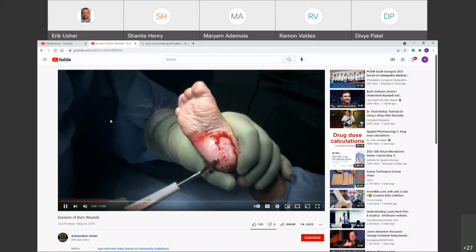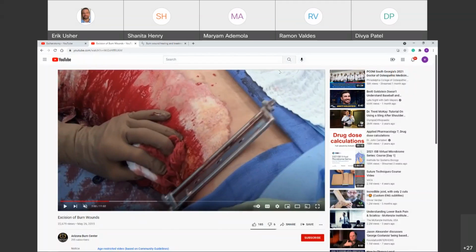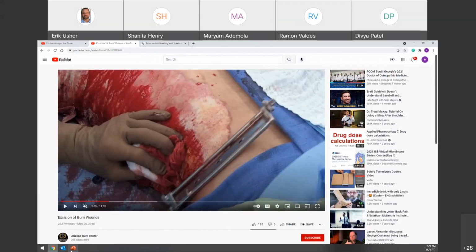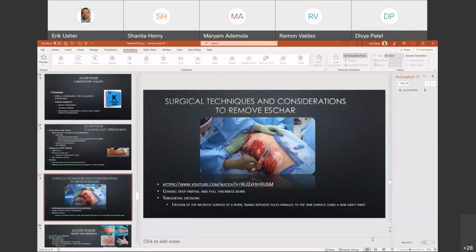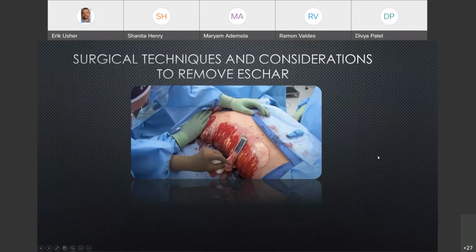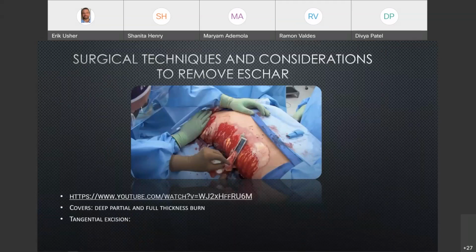I think I speak for Saul and I say we've seen enough of this right now. But I think it's really, really important that you understand what these poor burn patients must go through. And we appreciate that, and we can intervene with that, anticipate that. So tangential excision, that's what that is, that tangential excision there.